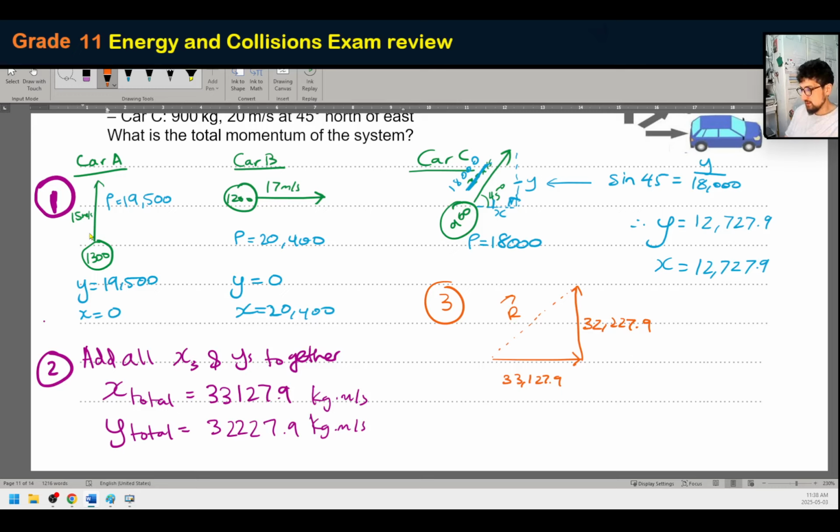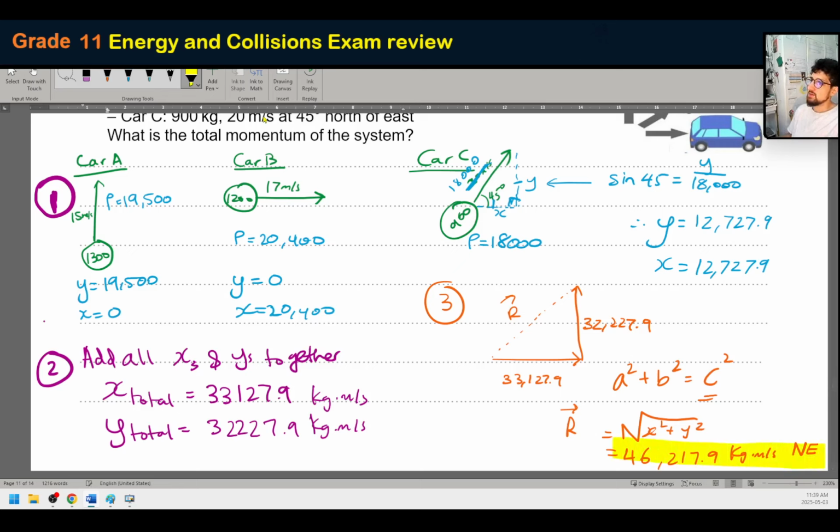Okay, so that's going to just be Pythagoras. A squared plus b squared equals c squared. So c is going to be the square root of x squared plus y squared. Or I should say r, not c, because that's the resultant vector. So that's going to be the square root of 32,227.9 squared plus 33,127.9 squared, which is 46,217.9 kilograms meters per second northeast. That is your answer. Not so hard, it's just tedious, a lot of work, but that's the answer.